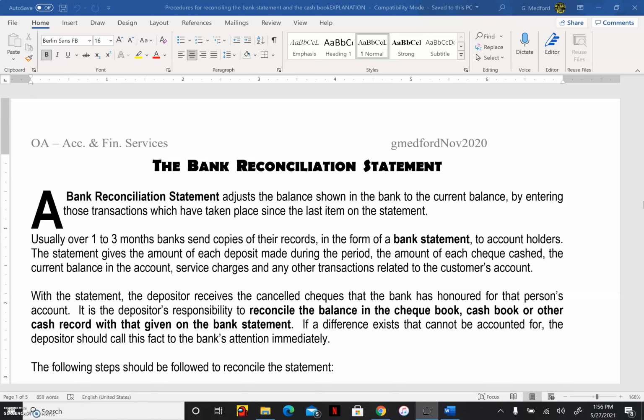With this statement, the depositor or the account holder receives cancelled checks that the bank has not honored for that person's account, or checks that were returned, or checks that were not cashed. It is the depositor's responsibility to reconcile the balance in the checkbook, cash book, or other cash record with that given on the bank statement. As we indicated in part 1, if a difference exists that cannot be accounted for, then the depositor, who is the account holder, should call this fact to the bank's attention immediately.